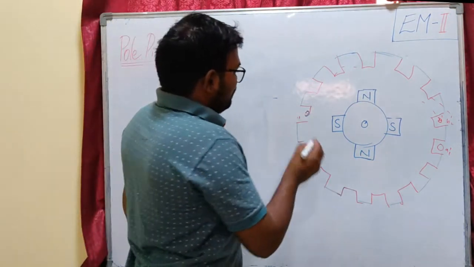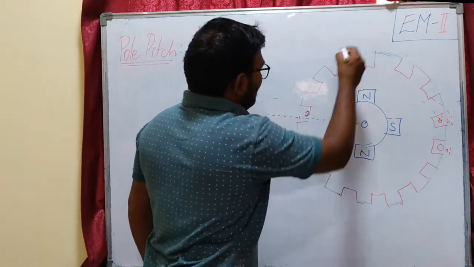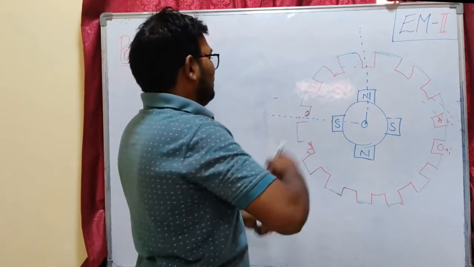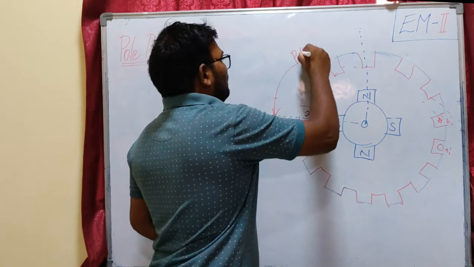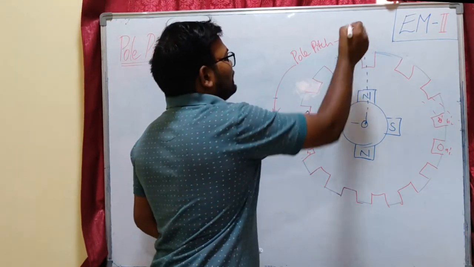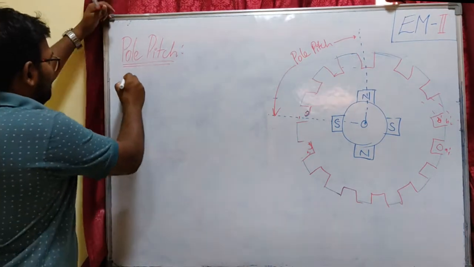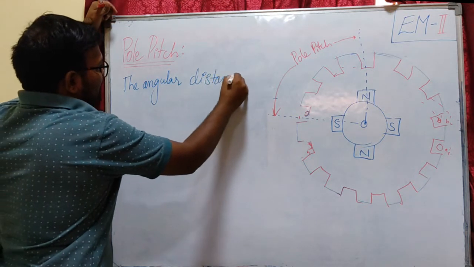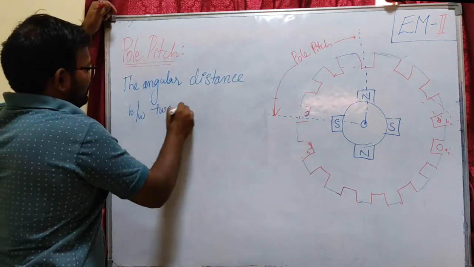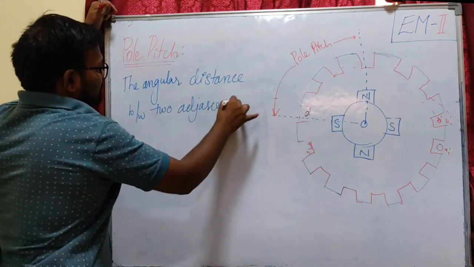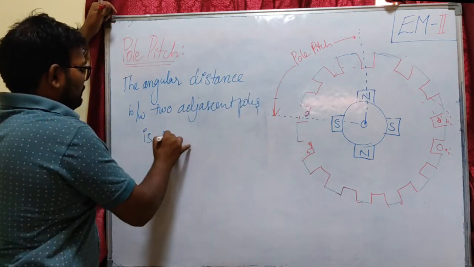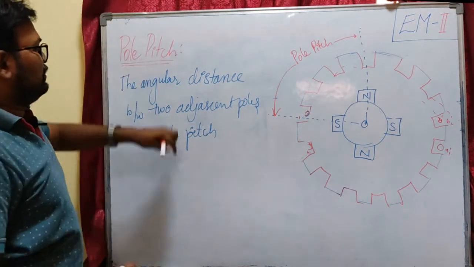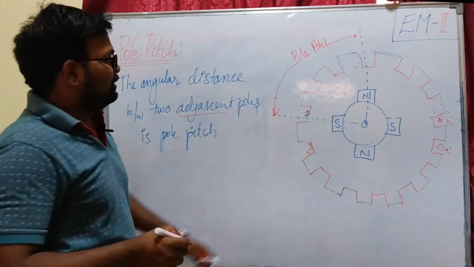Okay, so the definition is the angular distance between two poles is called pole pitch. Angular distance between two adjacent poles is called pole pitch. I am writing here: the angular distance between two adjacent poles is pole pitch. This is important. These are the two adjacent poles.